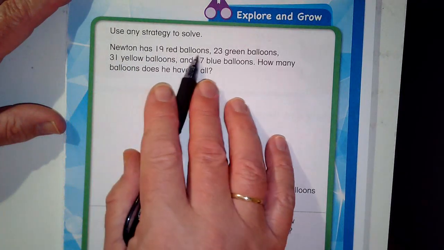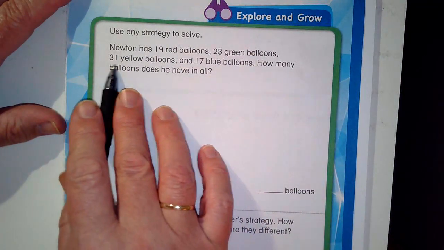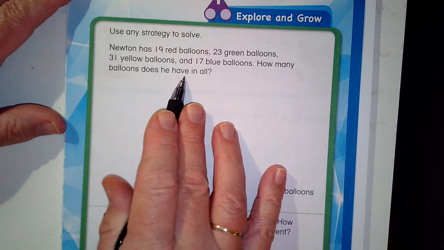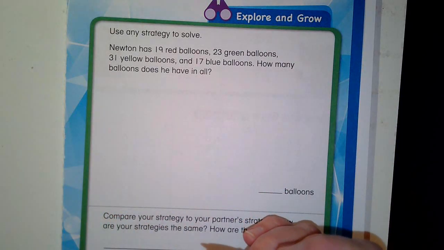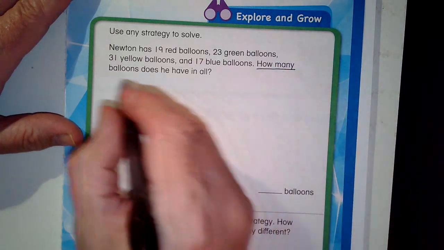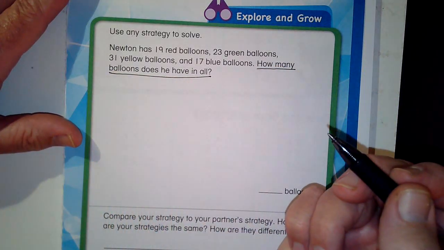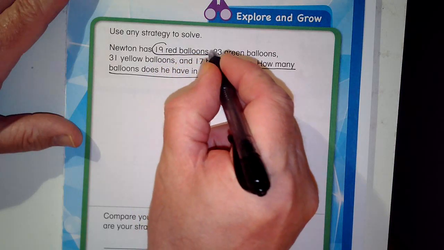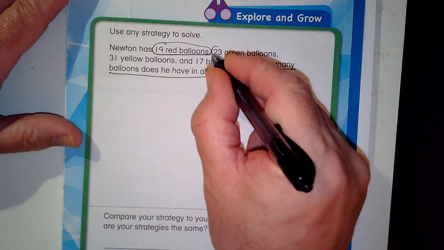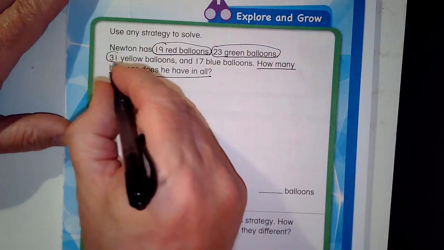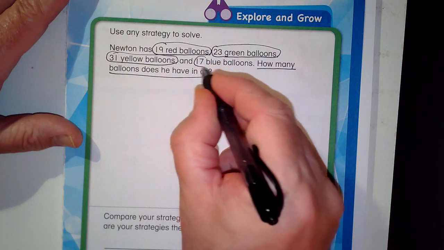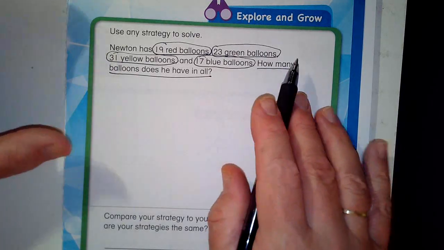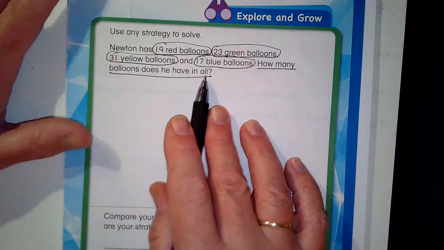Newton has 19 red balloons, 23 green balloons, 31 yellow balloons, and 17 blue balloons. How many balloons does he have in all? Now, when we read this in a word problem, we are going to underline our question. And then after we've underlined our question, we are going to circle our information. 19 red, 23 green, 31 yellow, and 17 blue balloons. There's all of our information. And it says that we have to answer the question, how many balloons does he have in all?